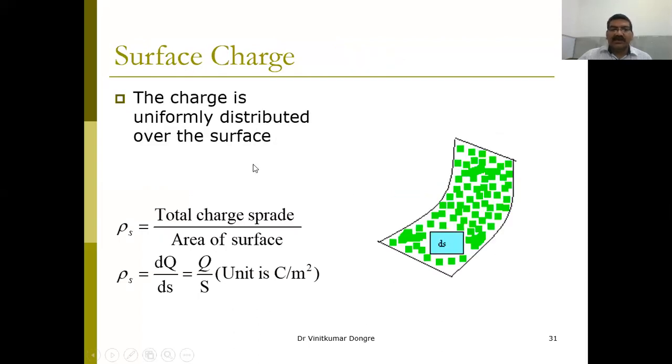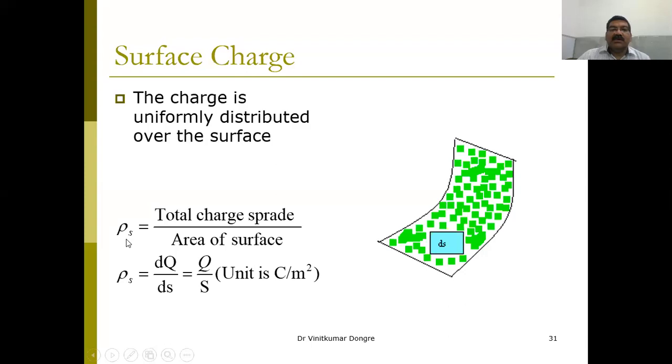Now this is the surface charge. The example of line charge is an electric line, an electric wire. For surface charge, the example is a capacitor plate. Maybe the two plates are there. This may be any type of plate, so the charge is uniformly distributed over the surface. That is the surface charge.